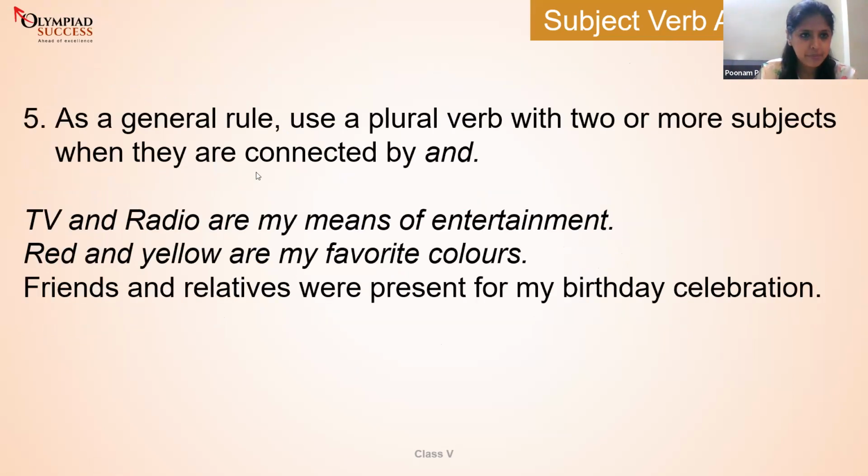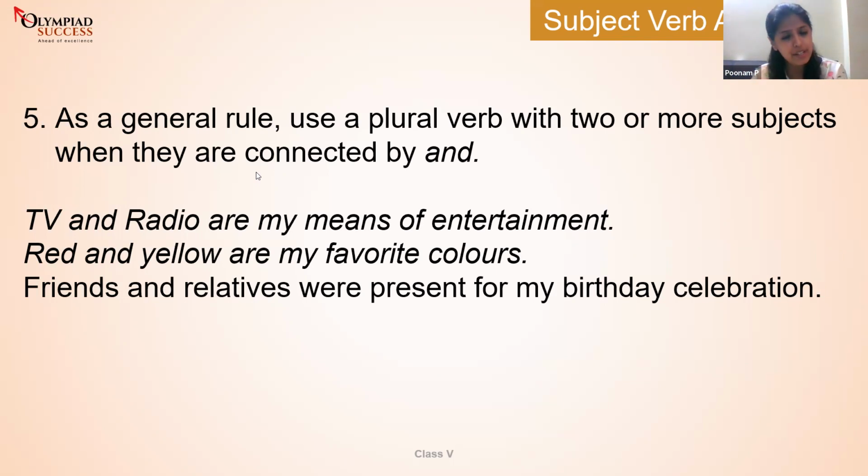Fifth one. As a general rule, use a plural verb with two or more subjects when they are connected by and. TV and radio are my means of entertainment. So you are referring to two subjects. Boy, boys. That is your one subject only being converted to plural, boys. But here there are two subjects. So obviously together they become plural. There are two subjects, so obviously I will use a plural verb, are. Red and yellow are my favorite colors.